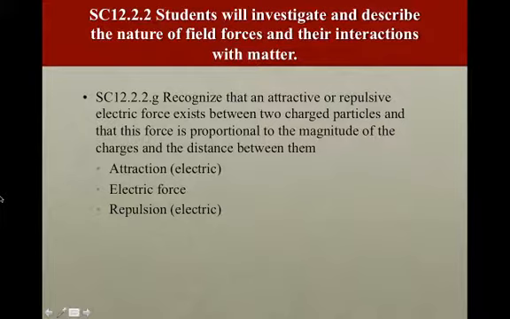Recognize that an attractive or repulsive electric force exists between two charged particles. This one should be fairly self-explanatory. I mean, you should know, based on your experience, the attraction and repulsion force. If we have two charged particles and they're both positive, would they attract or repulse? Repulse. When you have two differing charges and you have them far apart, is the strength going to be very much? No.